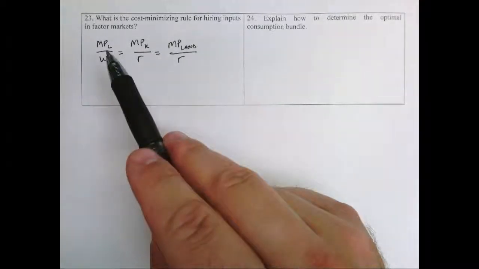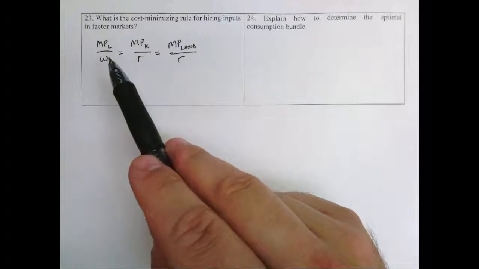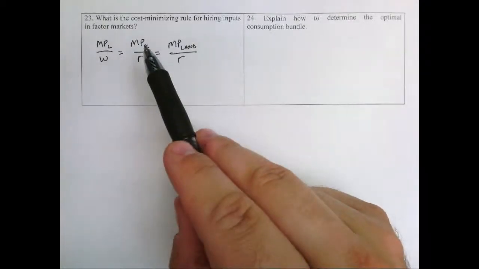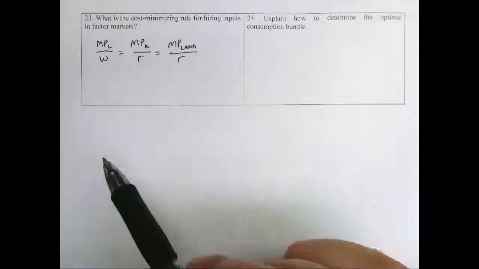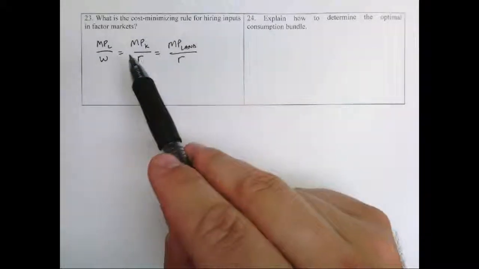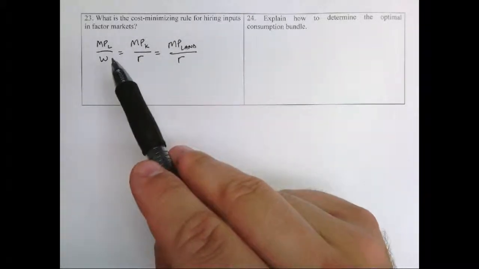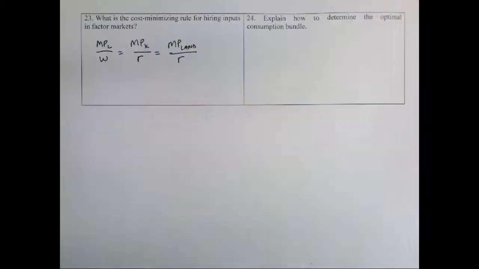And so the marginal product of labor diminishes as we're hiring more workers. The marginal product of capital will begin to increase as we hire fewer capital machines, and these two ratios should begin to equalize. And when they're equal, we know that we've reached the cost minimizing combination of land, labor, and capital.